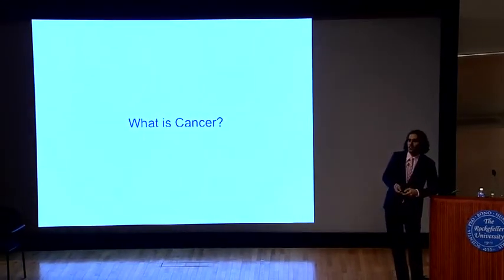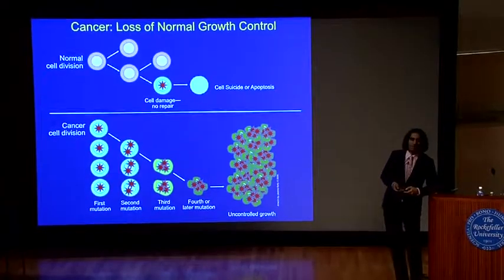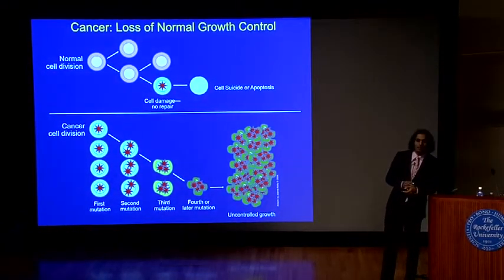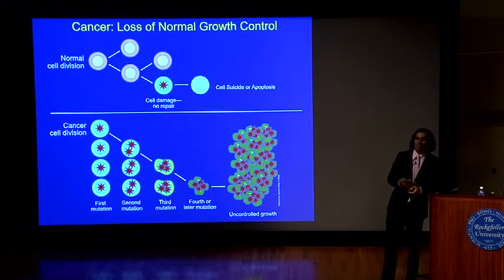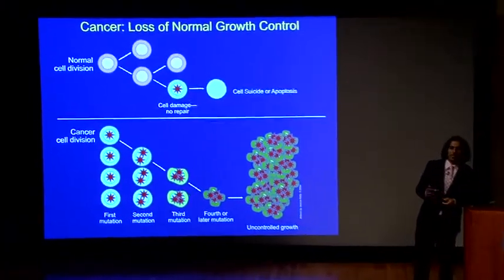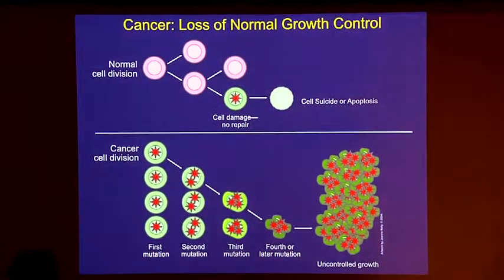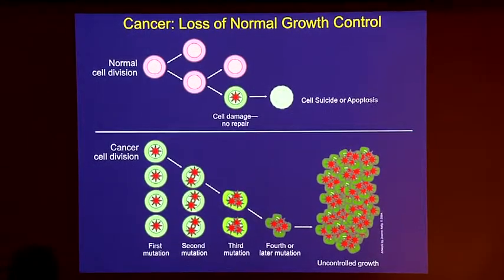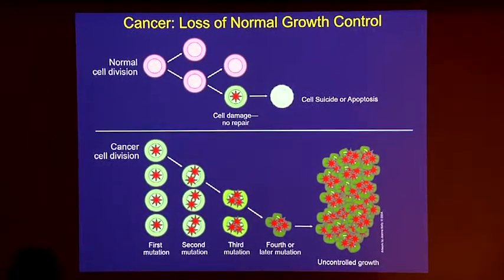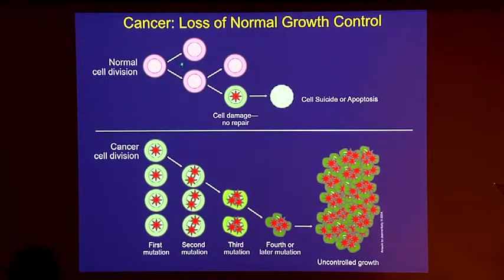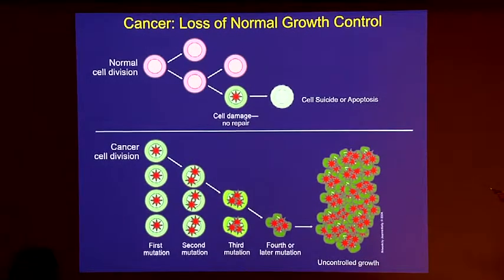What is cancer? In the last 50 years, there's been a tremendous amount of knowledge gained about the basic understanding of what cancer is. The molecular basis of cancer, many of the initial discoveries were made here, including the discoveries by Peyton Rous, which opened up the molecular revolution of cancer. So what is cancer? Cancer is basically a loss of normal growth control.